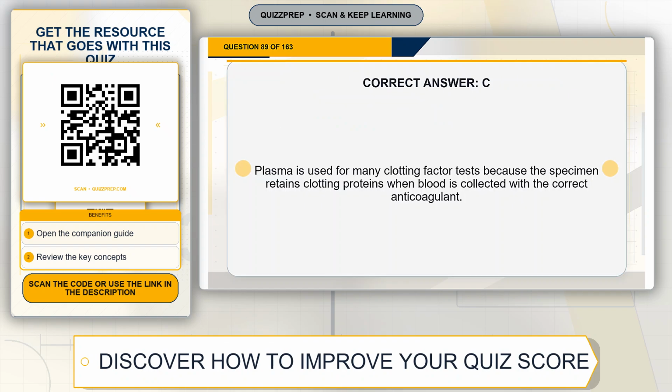Explanation. Plasma is used for many clotting factor tests because the specimen retains clotting proteins when blood is collected with the correct anticoagulant. Question 90.